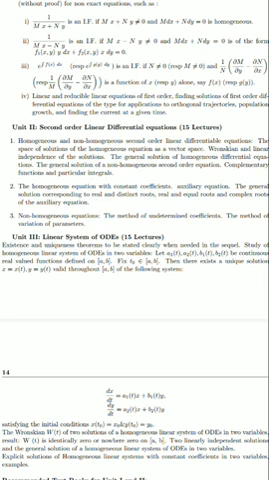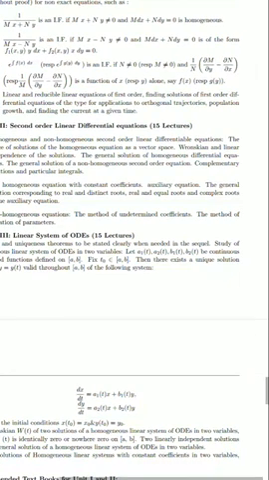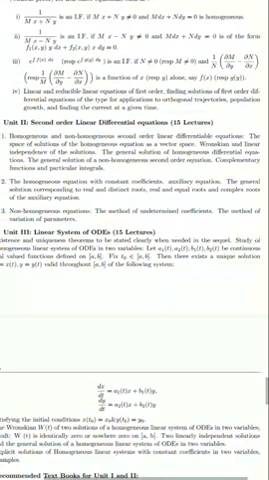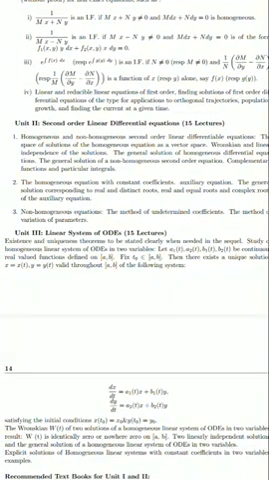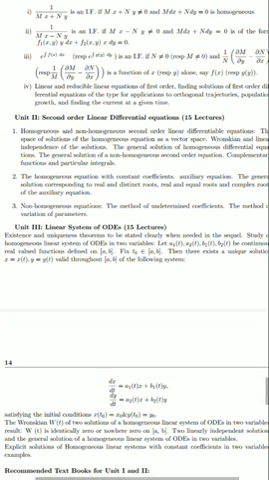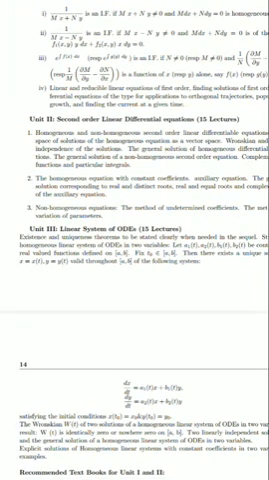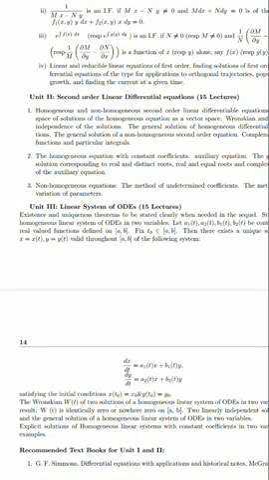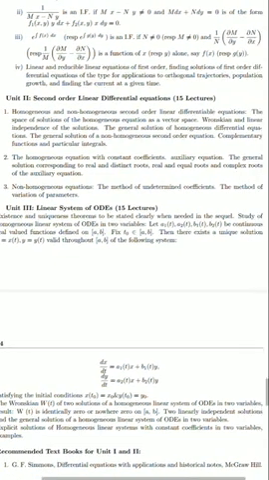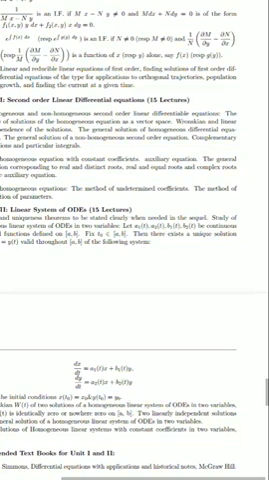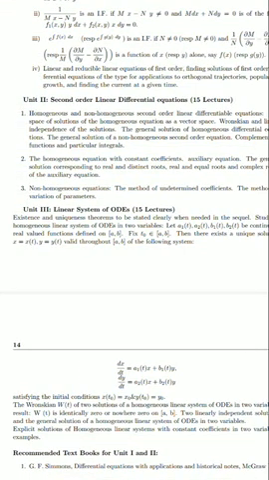complementary function and particular integrals, the homogeneous equation with constant coefficients, auxiliary equations, the general solution corresponding to real and distinct roots, real and equal roots, and complex roots of the auxiliary equation, non-homogeneous equations, the method of undetermined coefficients, the method of variation of parameters. So these are the topics for unit number two.